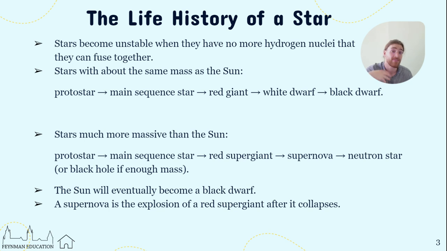Okay, but if their mass is greater, and there are stars that are way bigger than our sun, I suggest you go look online for the size comparisons of stars. It's incredible. Okay, but it can go from a main sequence star then to a red supergiant, a supernova, a neutron star, and or then will become a black hole if its mass is big enough.